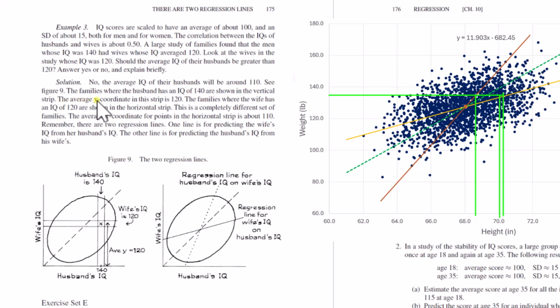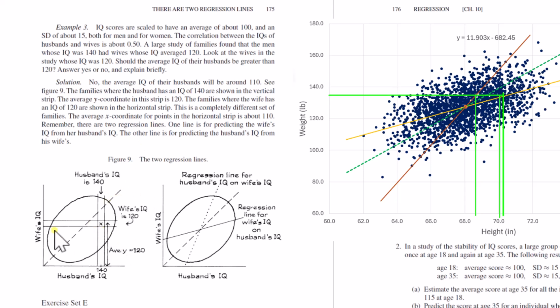See the figure below. The families where the husband had an IQ of 140 are shown in the vertical strip. Okay, there's the 140 IQ. The average Y coordinate is 120. The families where the wife has an IQ of 120 are shown in the horizontal strip. This is a completely different set of families. The average X coordinate for points in the horizontal strip is about 110. Remember, there are two regression lines. One line is for predicting the wife's IQ from her husband's IQ. The other is for predicting the husband's IQ from the wife's.